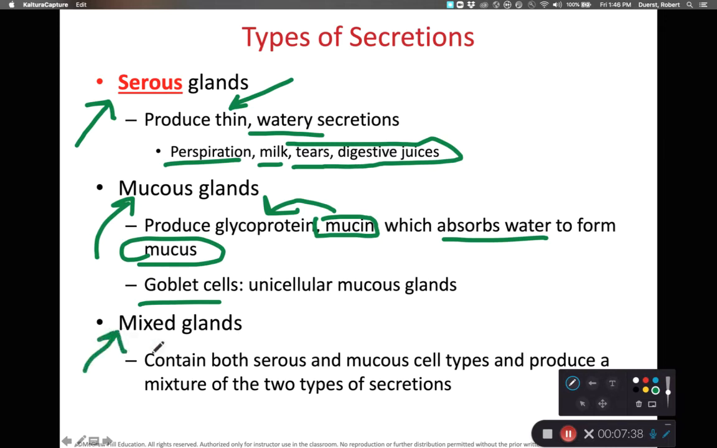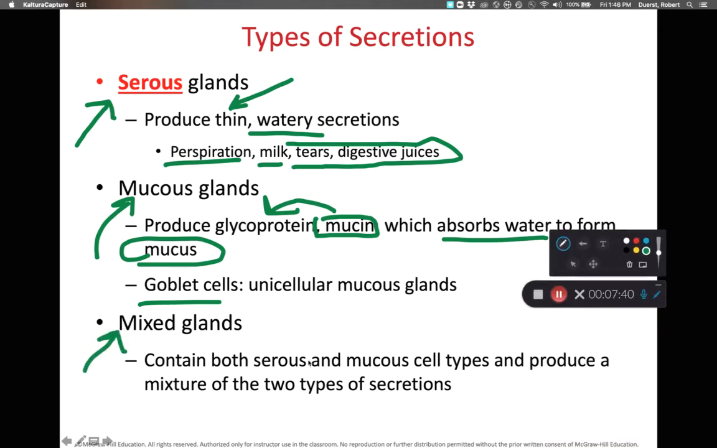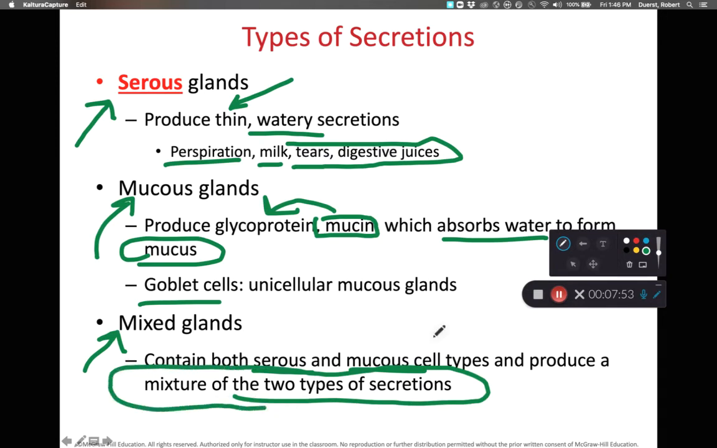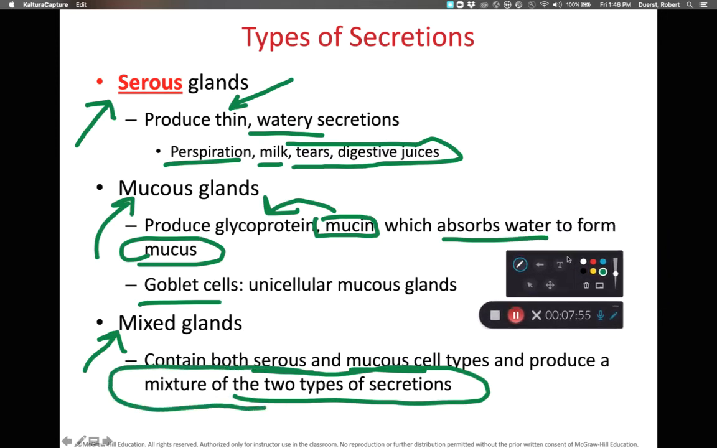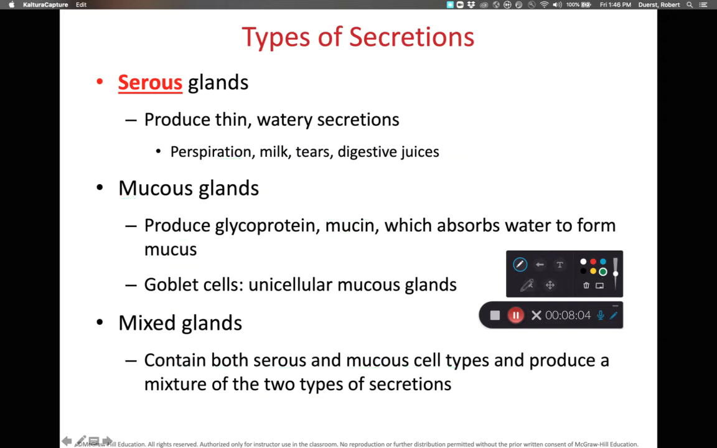We're also going to have some mixed glands. These mixed glands are going to have a combination of both serous and mucus cell types. So instead of producing watery secretions only, or thick mucus secretions only, they produce a mixture of the two types of secretions. And depending on the environment inside of our bodies, sometimes the viscosity of that secretion can vary from more serous to more viscous in nature.